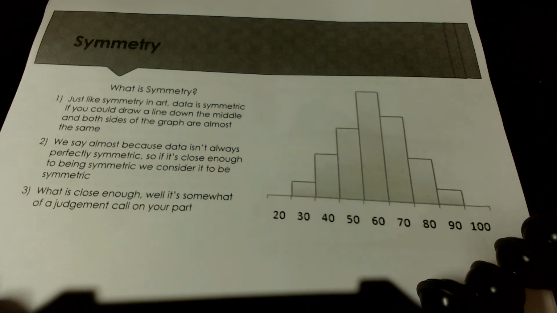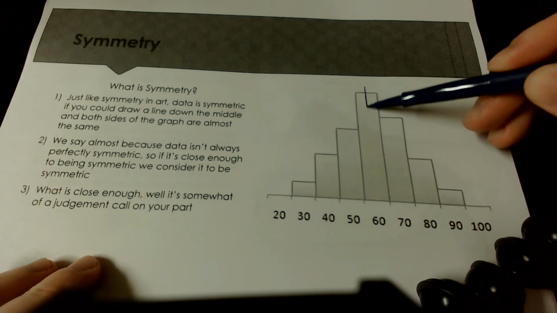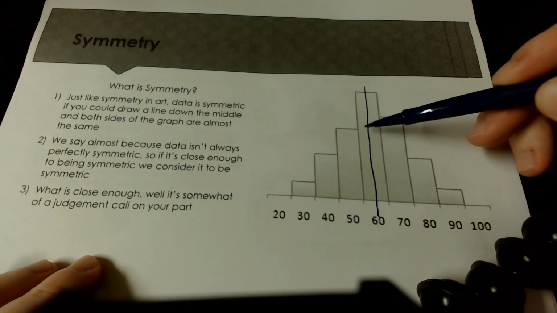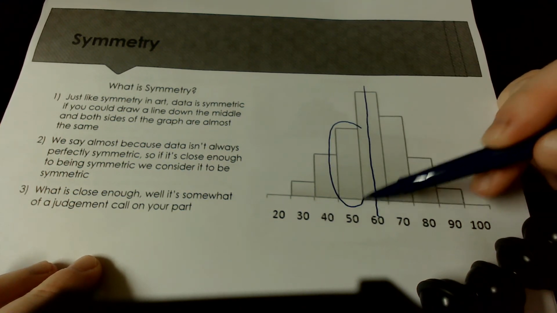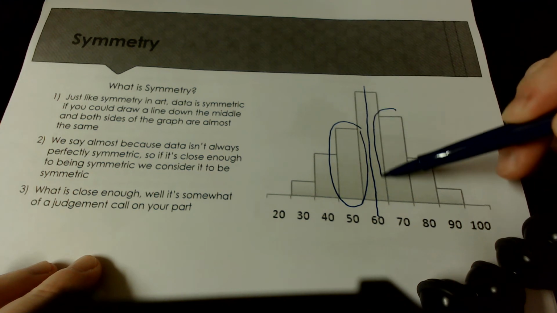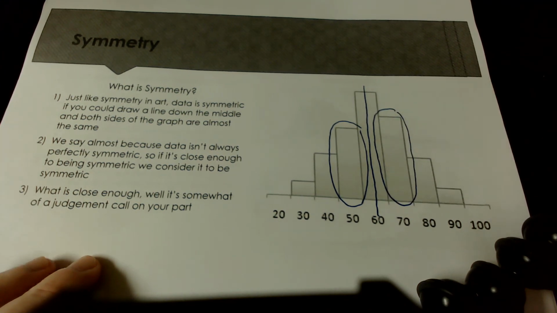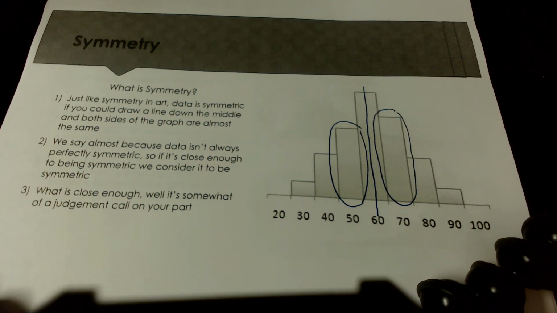Like for instance, this one over here would be considered symmetric because I can draw a line down here, and even though this bar is slightly shorter than this bar, it's still considered symmetric because it's really close to looking like the same thing on both sides. Now, if it was super duper altered, you would not consider it symmetric.